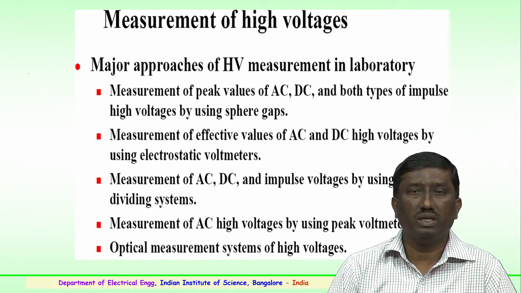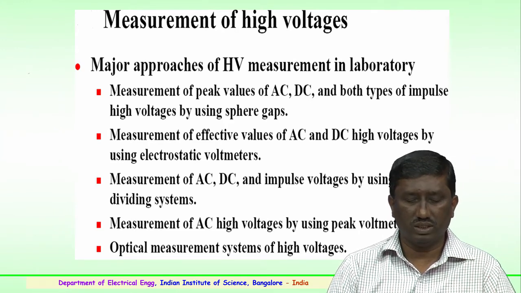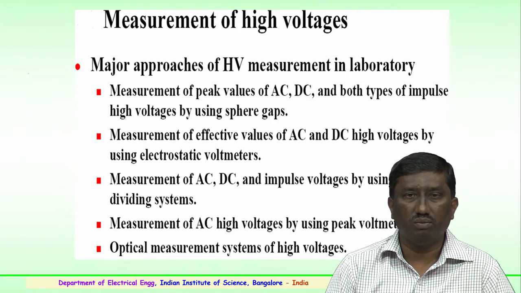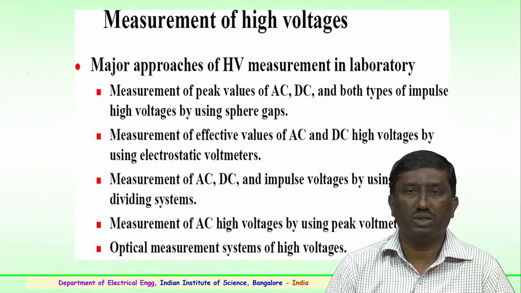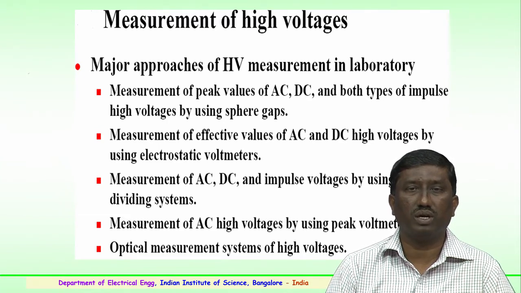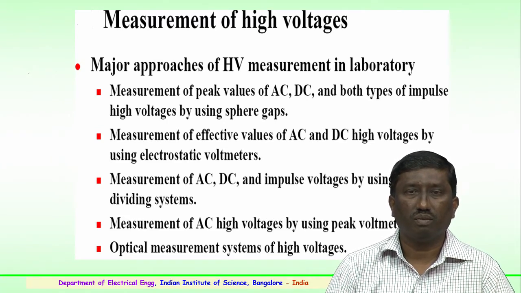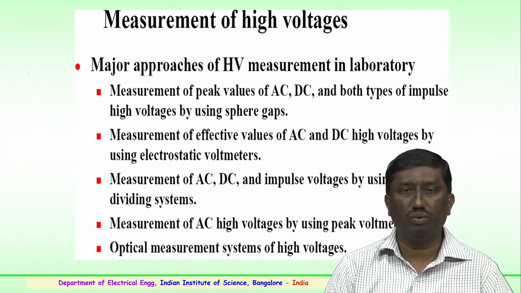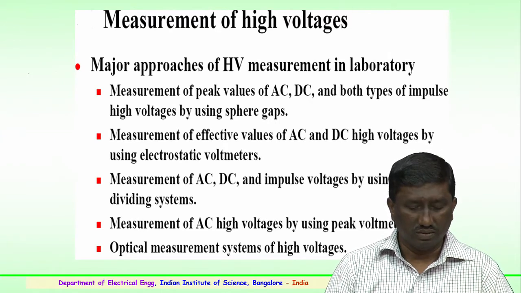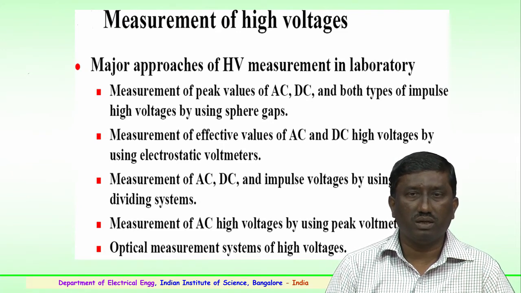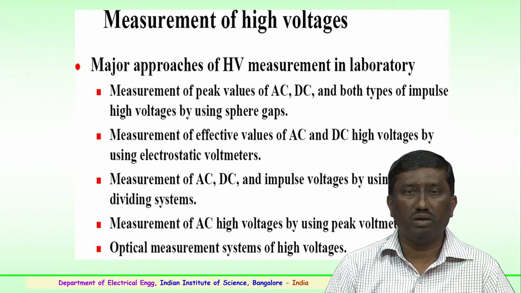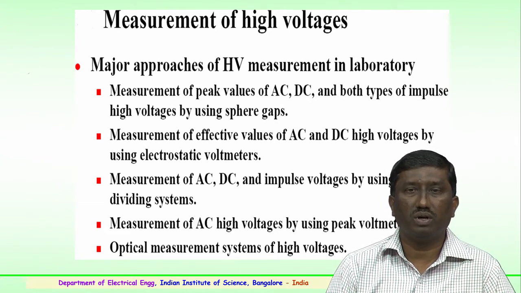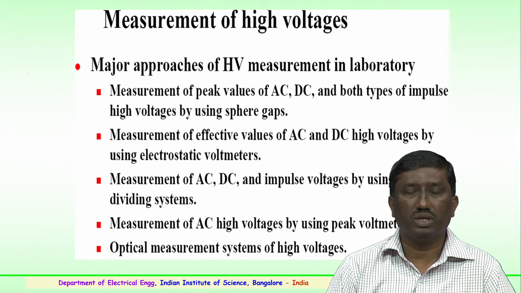Measurement of AC, DC and impulse voltages is done by using dividing systems. These could be resistive dividers or a capacitive divider arrangement. AC high voltages could also be measured by using peak voltmeters, and finally, in the recent past, optical measurement systems for measurement of high voltages are also being used in laboratories.